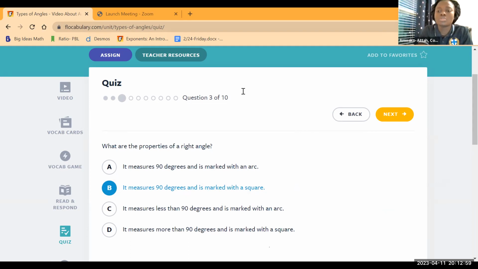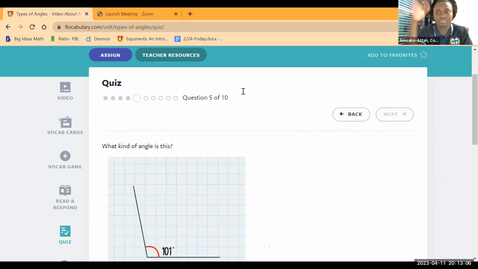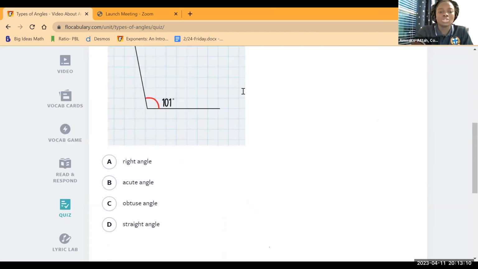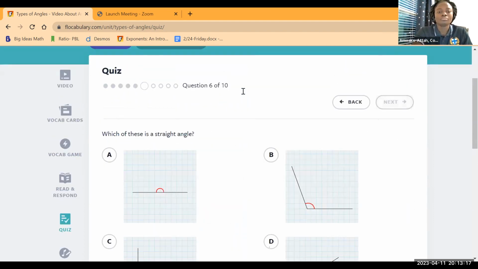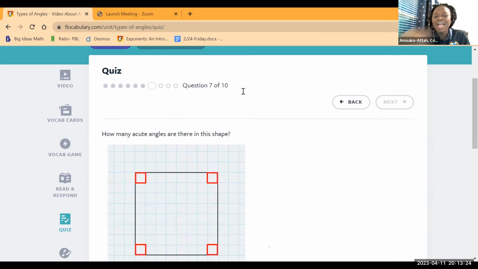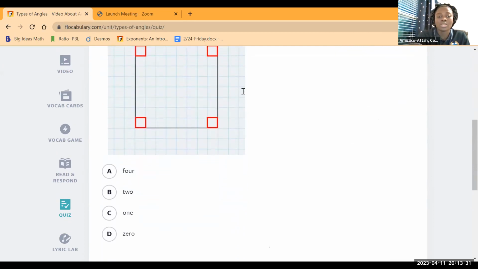All right. The 33 degree angle is what? An acute angle because it's less than 90 degrees. What kind of angle is this? This is an obtuse angle because it's more than 90 but less than 180 degrees, right? Which of these is a straight angle? Of course, the line. How many acute angles are there in this shape? We don't have any acute angle here. They are right angles, so it's 0.